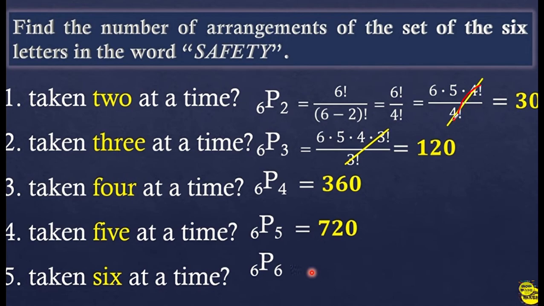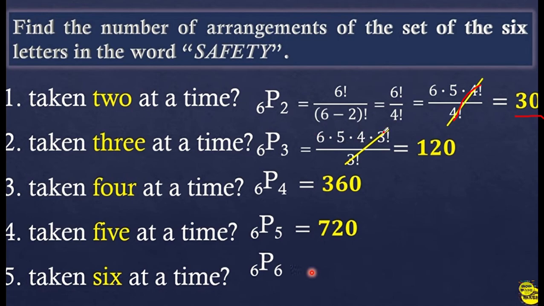And then we cancel 4 factorial and then 6 times 5, that is equal to 30. So our answer there is 30. Now for number 2, we have taken 3 at a time. So we have P of 6 taken 3 at a time. So we have 6 times 5 times 4.